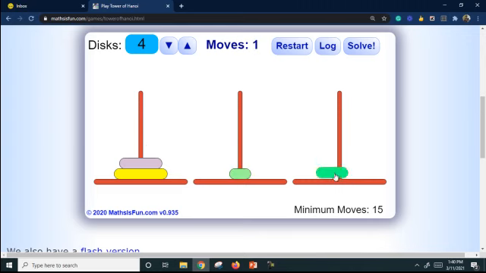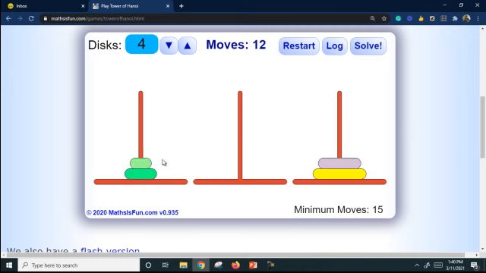Okay, let's try to play having 4 disks in a tower. 1, 2, 3, 4, 5, 6, 7, 8, 9, 10, 11, 12, 13, 14, 15. Done.